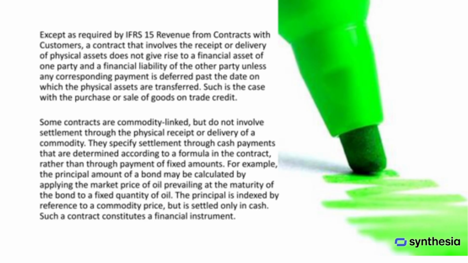Some contracts are linked to commodities but do not involve physical delivery. Instead, settlement is made in cash according to a formula in the contract. For example, a bond's principal may be calculated based on the market price of oil at maturity, applied to a fixed quantity. Even though the principal depends on a commodity price, the cash settlement makes this contract a financial instrument.